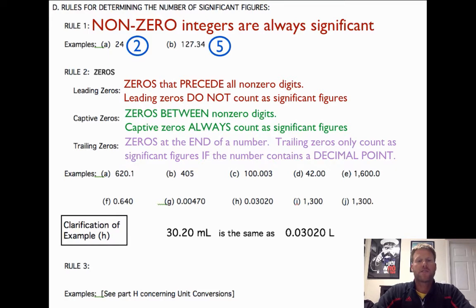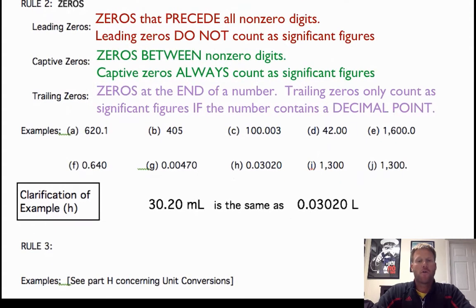Let's determine the number of sig figs for a few examples including zeros. For A, we know that all non-zero integers count as sig figs. So 6, 2, and 1 count. But what about the 0? This 0 is a captive 0 because it is between 2 and 1, 2 non-zero digits. Captive zeros always count as sig figs, so this number has 4 significant figures. Examples B and C are similar to A. Pause the video and try these on your own.